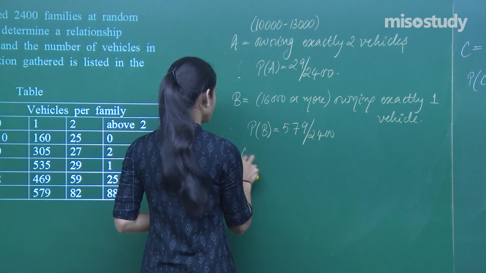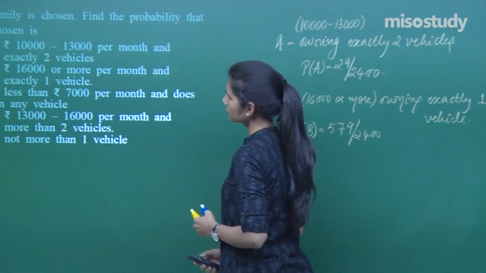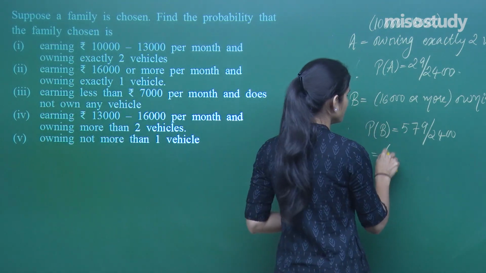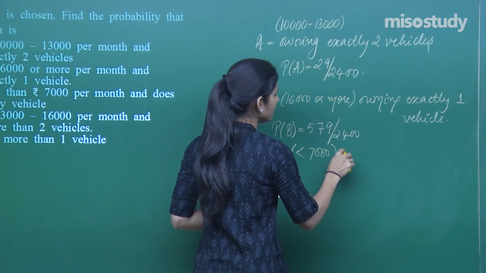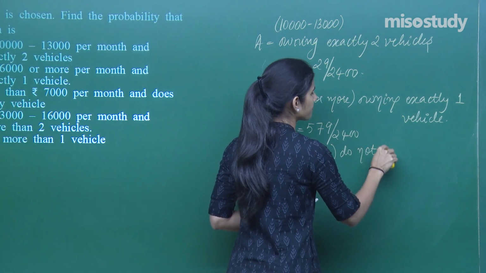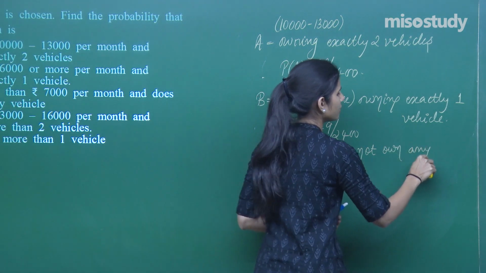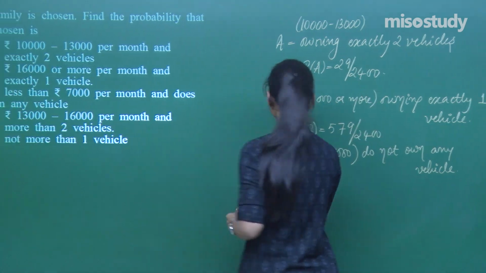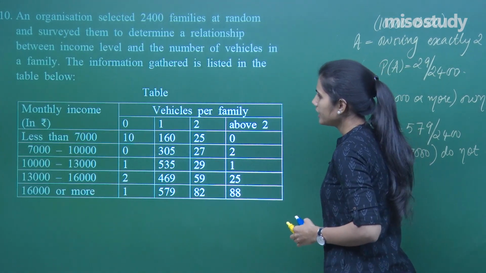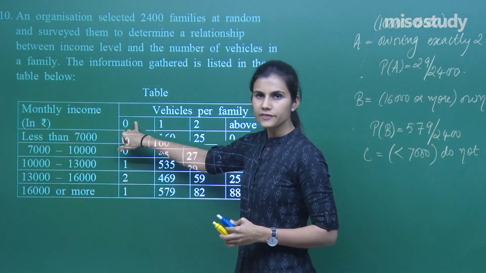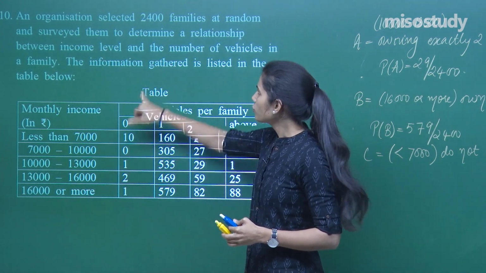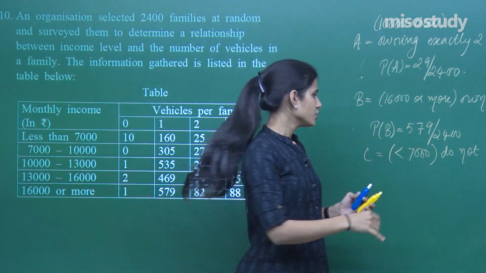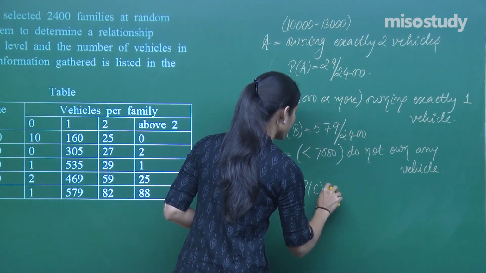Is it clear? Let's look at the next situation. Earning less than 7,000 and not owning any vehicle. So, less than 7,000 and do not own any vehicle. Earning less than 7,000, not owning any vehicle, there are 10 such families. Out of 2400 families, 10 families are earning less than 7,000 and not owning any vehicle. So, here the probability would be 10 by 2400.